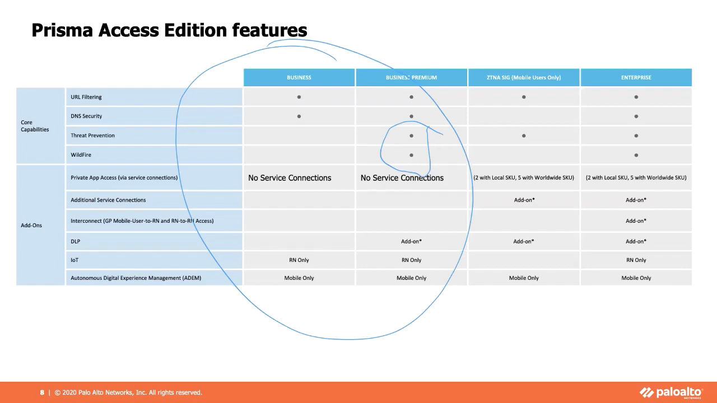Now it still has security policy rules. It still has URL filtering. It still has DNS security. But we don't have the threats and viruses and WildFire. So you don't have security profiles other than URL filtering.